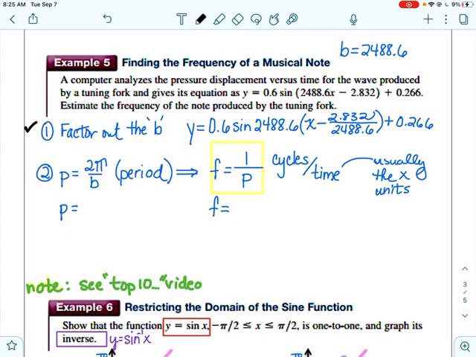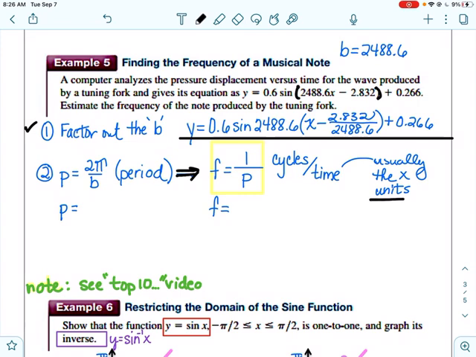The first thing I'm going to do is factor out the b so that I get this expression. Factoring out the b, 2,488.6, we divide each term in the grouping by 2,488.6, which gives us x minus 2.832 over 2,488.6, and then the plus 0.266 is on the outside. What we want to do here is find out what the frequency is. The period is 2 pi over the b value. The frequency is then the reciprocal of the period, so it's going to be 1 cycle per unit of time.